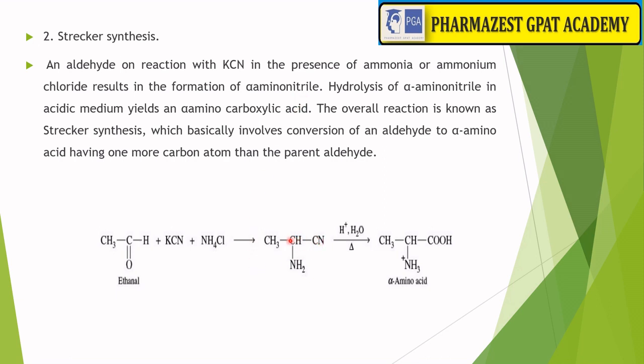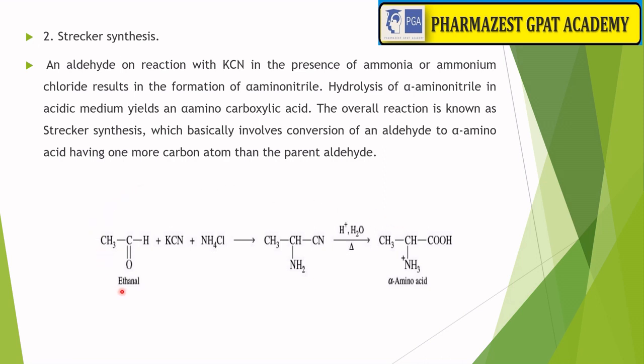The carbon attached to the functional group is the alpha carbon. The alpha carbon is attached to the amino group. Alpha amino nitrile. Hydrolysis of alpha amino nitrile in acidic medium yields an alpha amino carboxylic acid. The overall reaction is known as Strecker synthesis, which basically involves the conversion of an aldehyde to an alpha amino acid having one more carbon atom than that present in the aldehyde.